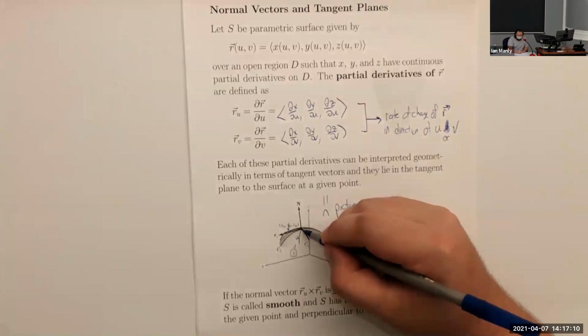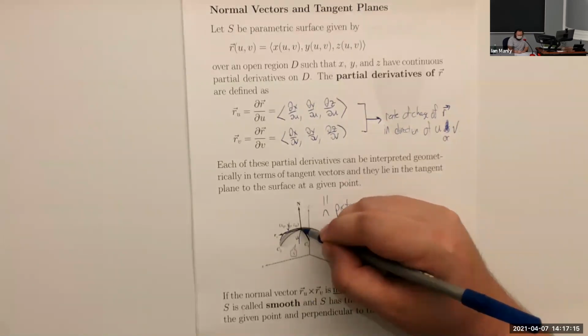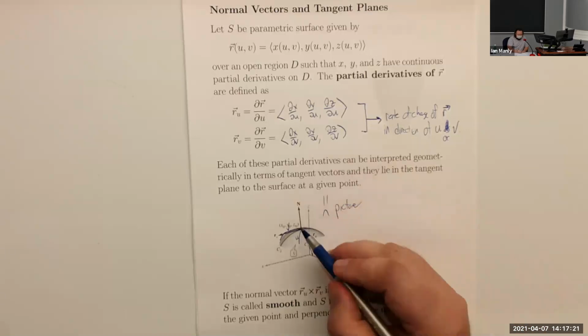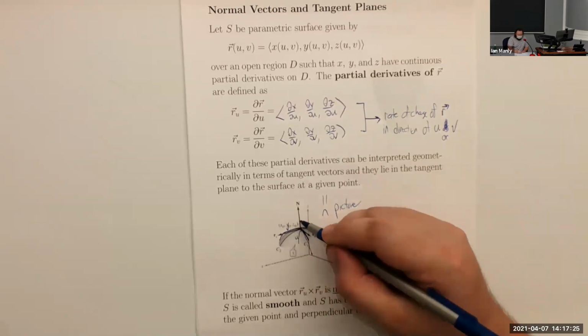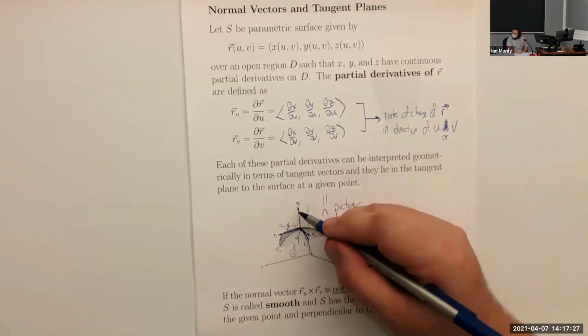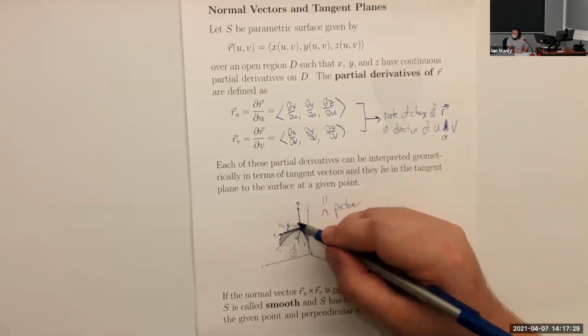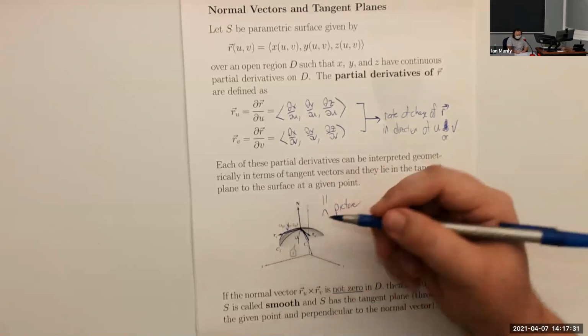So if this is the u direction, if we move this way, then this vector is telling us what's happening to our position vector, which direction that's moving as we move in the u direction. And then the same for v right here. Okay, now we have this normal vector that's pointing directly out of our surface right here.